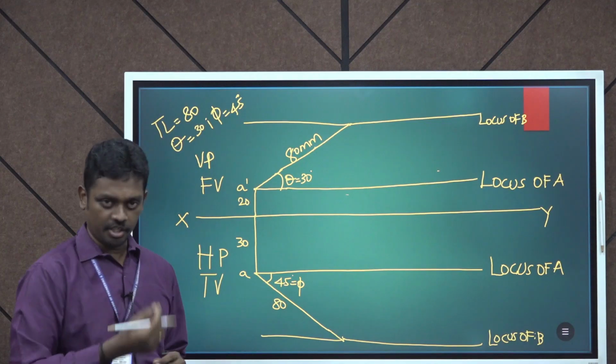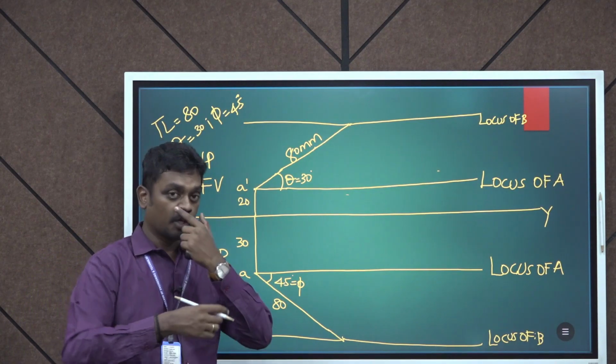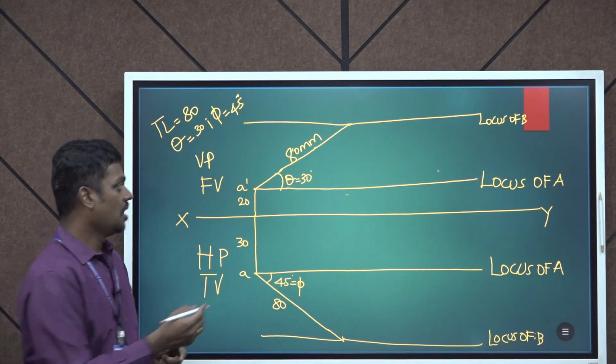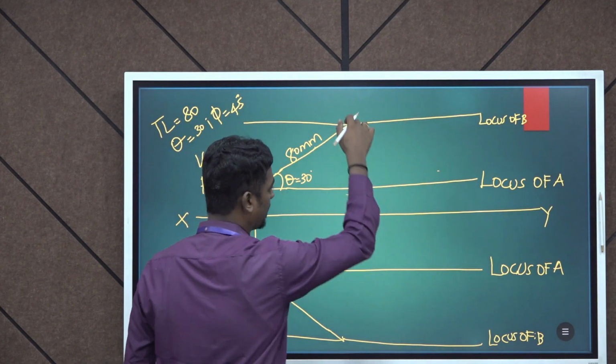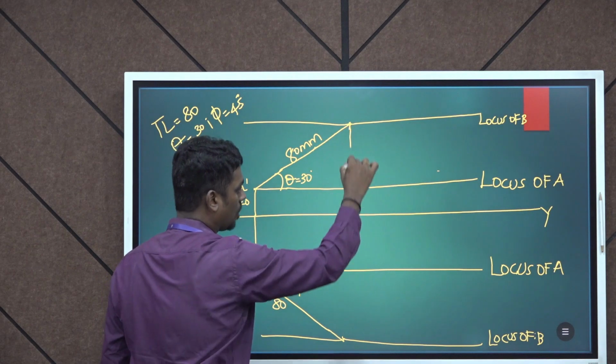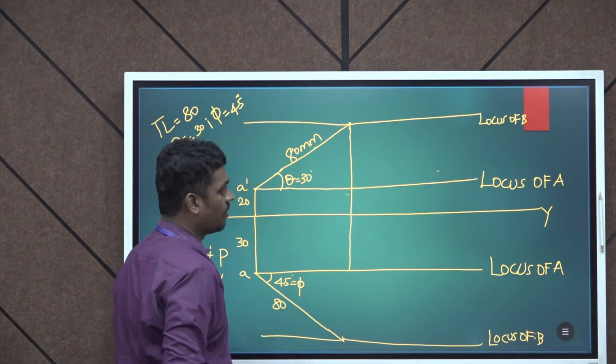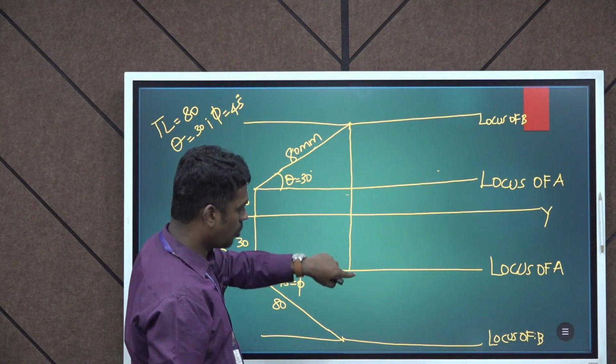Then next what we need to do is use the rotating line method. So from this particular locus, I am going to extract a line from locus of B to locus of A.